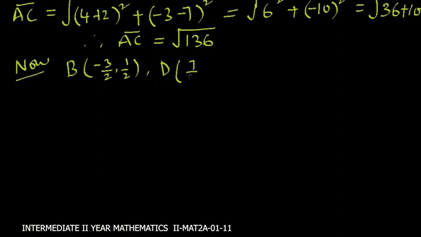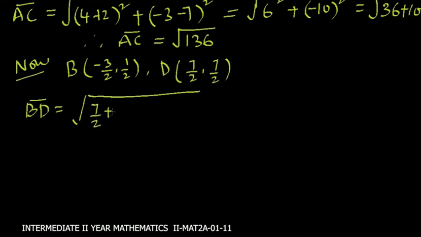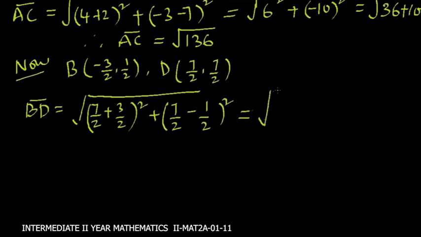D is 7 by 2, 7 by 2. The distance between B and D: x2 minus x1 is 7 by 2 plus 3 by 2, and y2 minus y1 is 7 by 2 minus 1 by 2. So this is equal to 7 plus 3, 10 by 2, and 7 minus 1, 6 by 2.